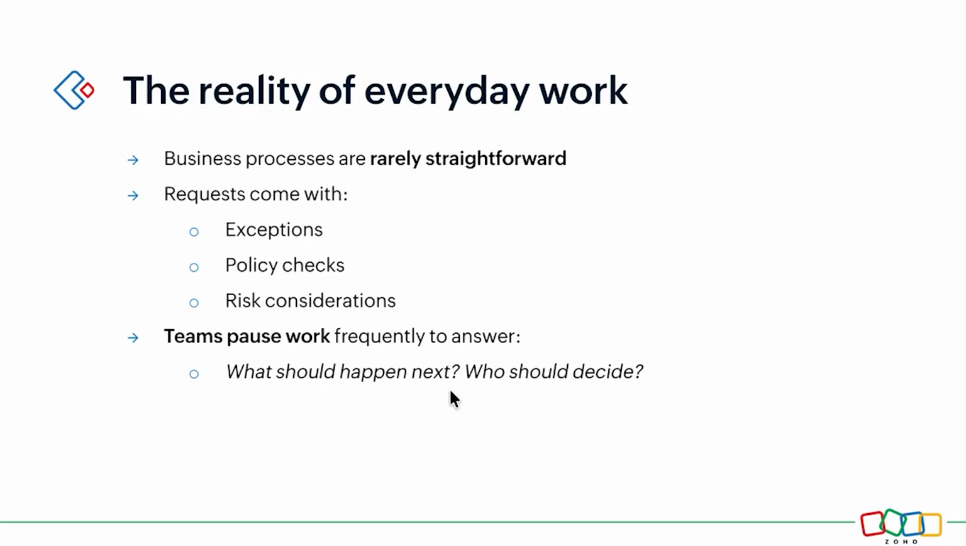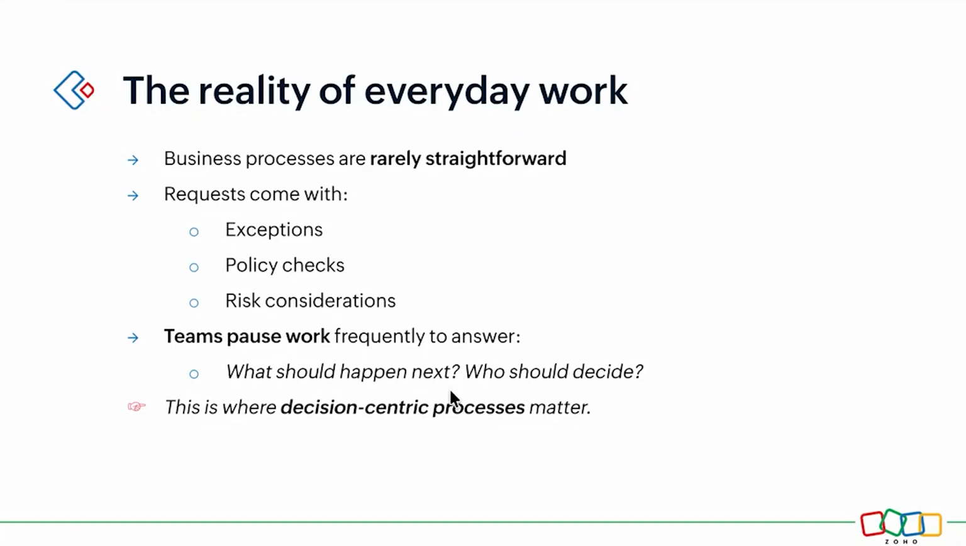So that is the place where teams pause their work and frequently ask questions like what should happen next, who should decide this particular consideration, or who should approve this particular request. So that is the place where a decision-centric process matters.